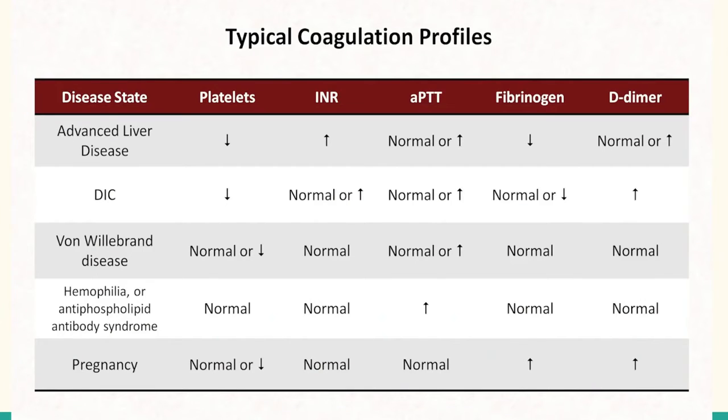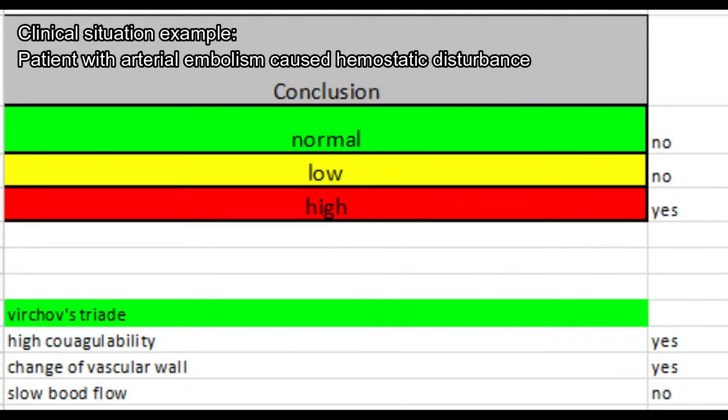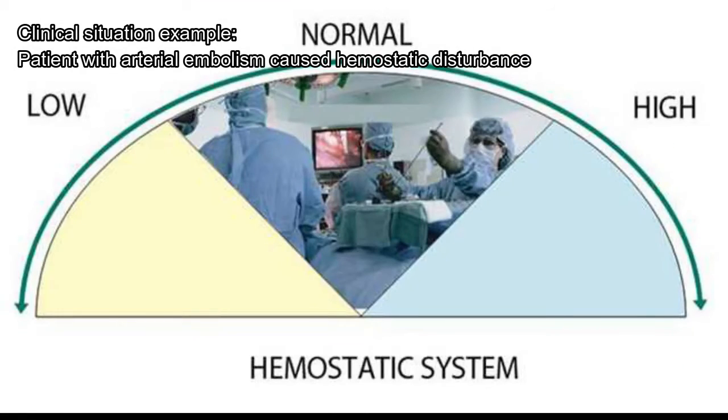This is a table summarizing different hemostatic diseases and their respective lab values. So you can pause the video and take a look at this. After gathering all the information needed, we can make a conclusion on the hemostatic system.